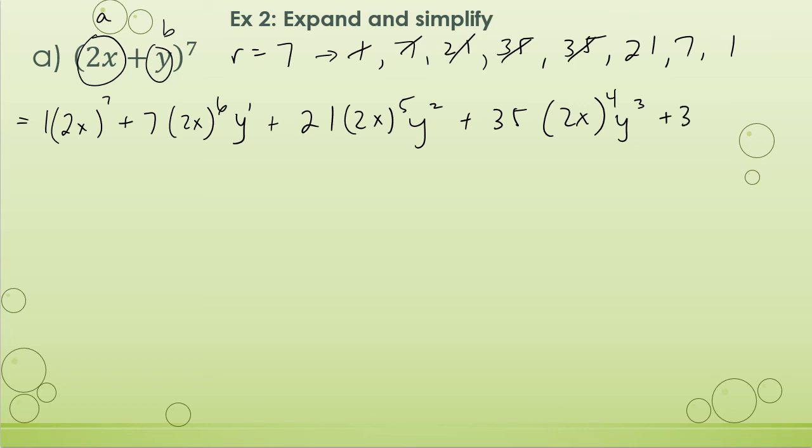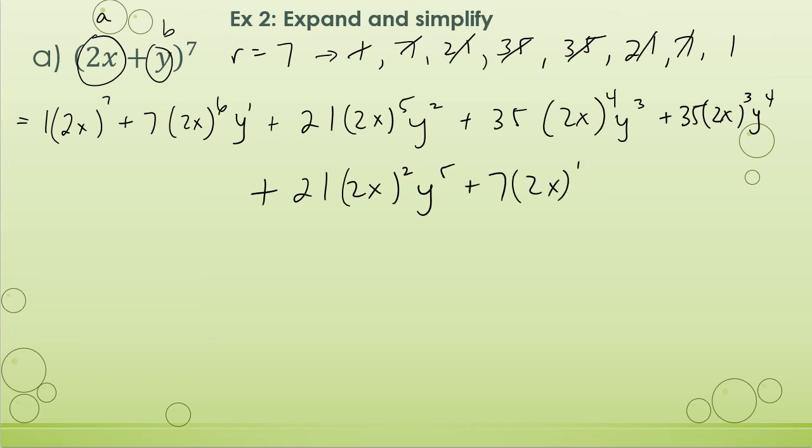Next coefficient, 35 again. 2x cubed, y to the 4. I'm going to continue down here. Plus. Next coefficient, 21. 2x squared, y to the 5. Next coefficient, 7. 2x to the 1, y to the 6, and last but not least, 1y to the 7. Okay.